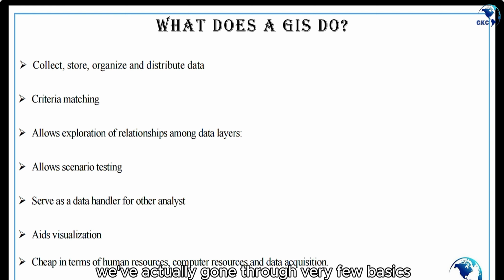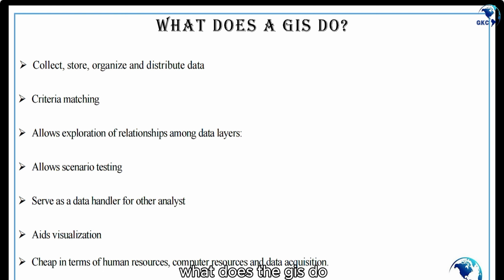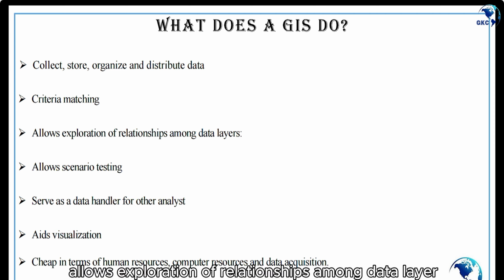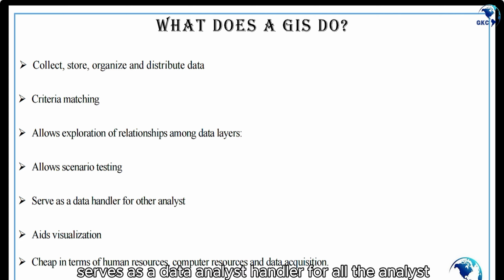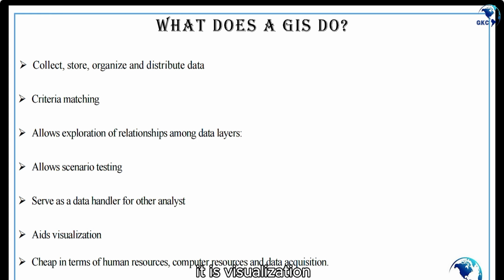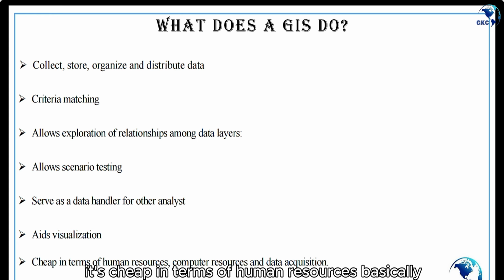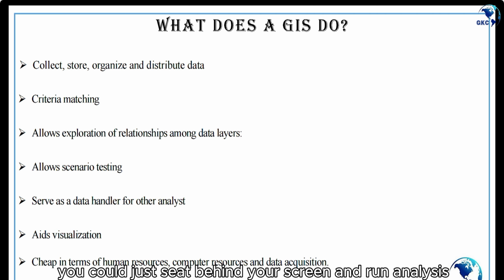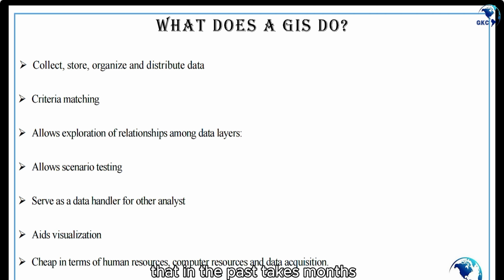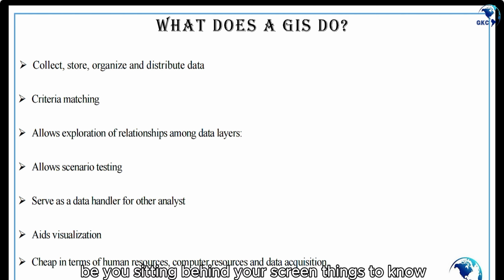We've gone through very few basics. What does a GIS do? We've been able to understand it collects, stores, organizes, and distributes data. It's used for criteria matching, allows exploration of relationships among data layers, allows scenario testing, serves as a data handler for other analysts, and aids visualization. It's cheap in terms of human resources, because when you get more used to GIS, you tend not to even need various people. You can just sit behind your screen and run analysis that in the past took months or years to get done.